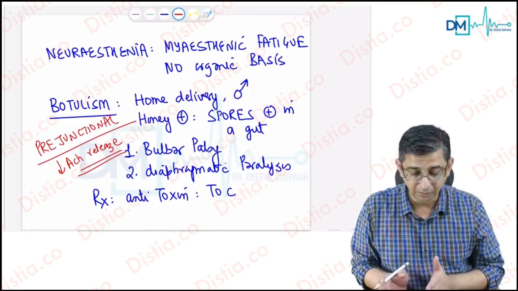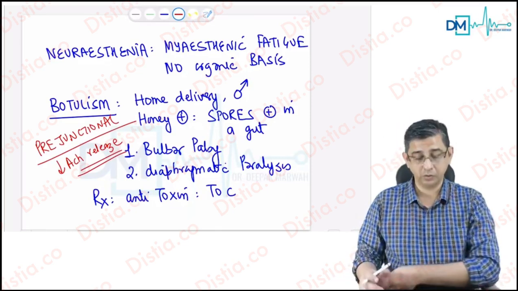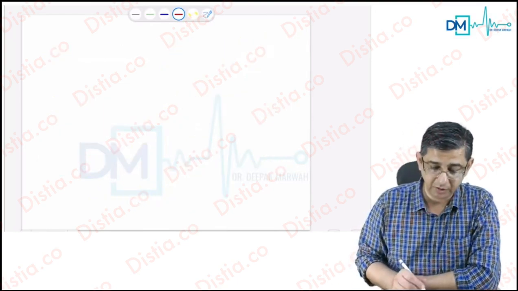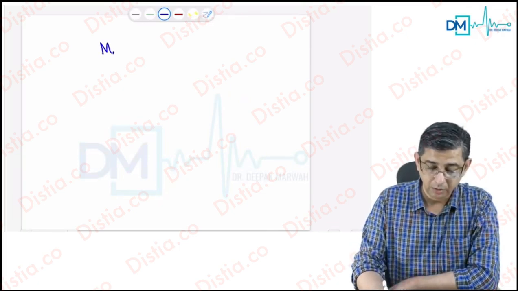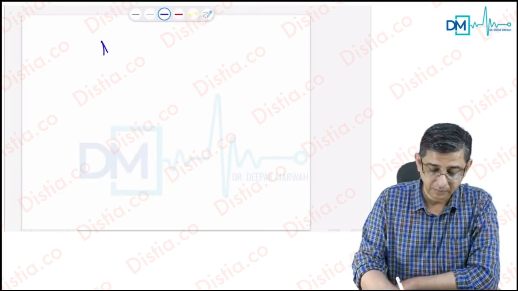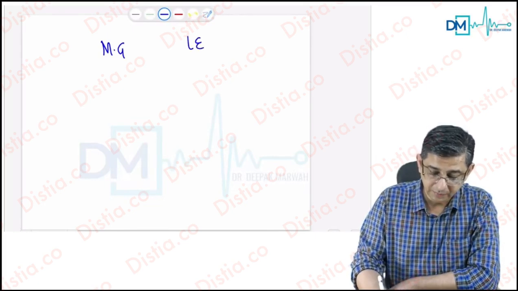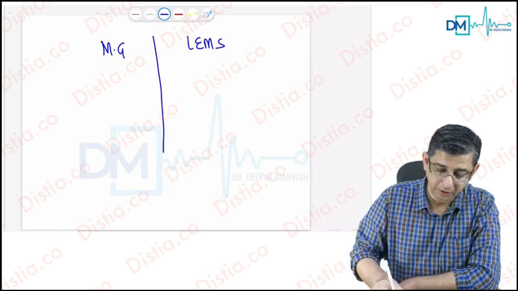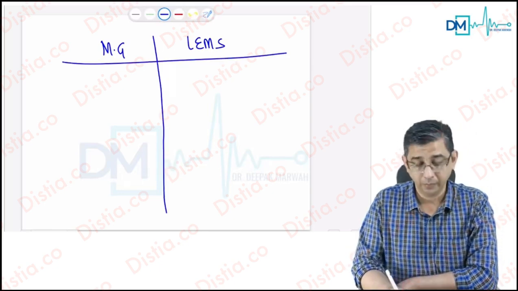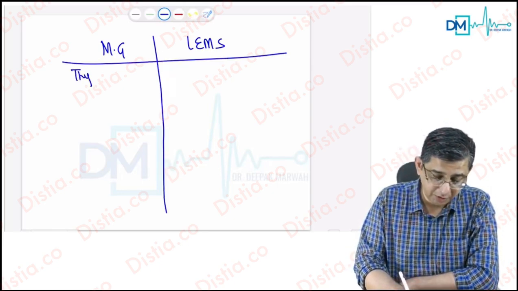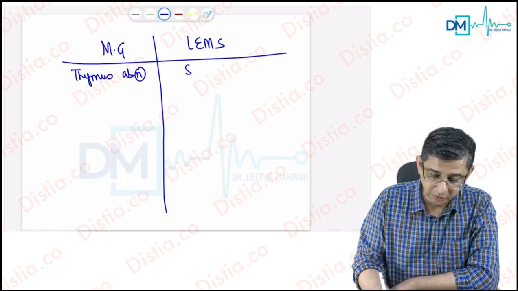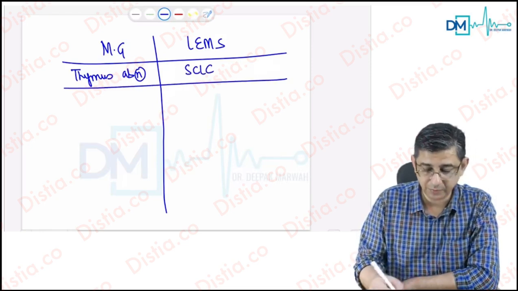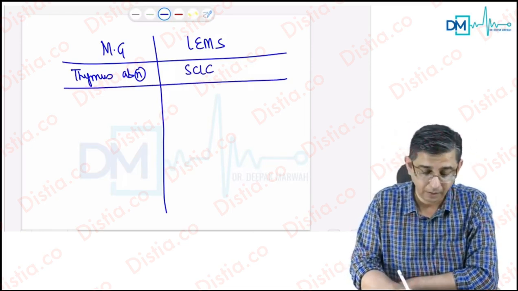The clinical profile will be so different that we will be able to identify the diseases easily. As a summary, for myasthenia gravis and LEMS, the following pointers should be kept in mind. Myasthenia gravis is mainly associated with thymus abnormalities. Lambert-Eaton syndrome could be associated with small cell lung cancer, especially in male patients.